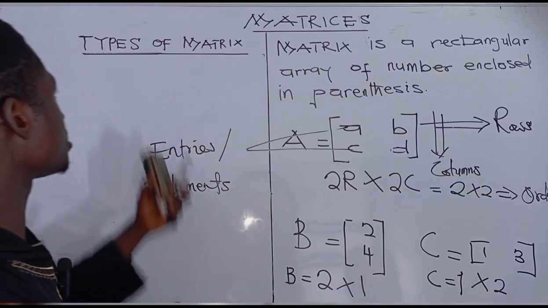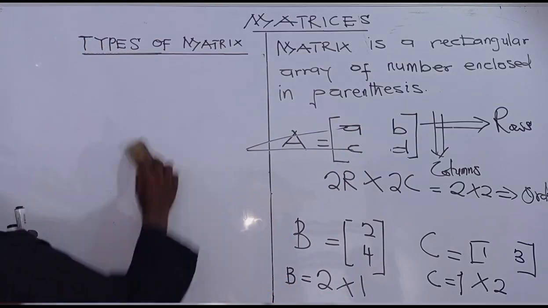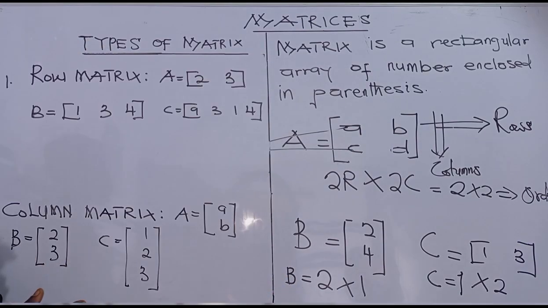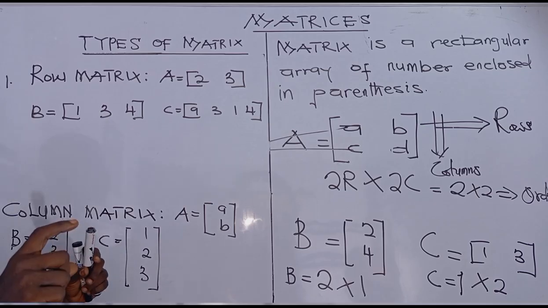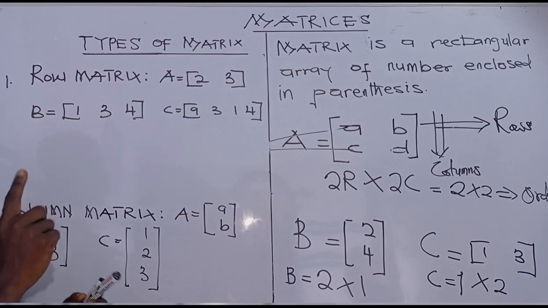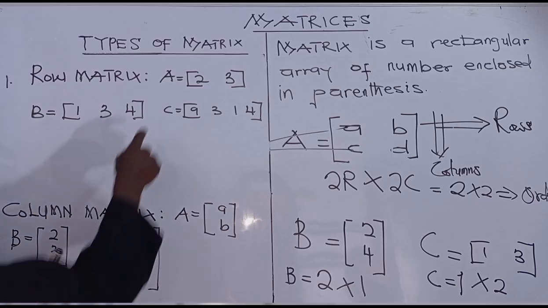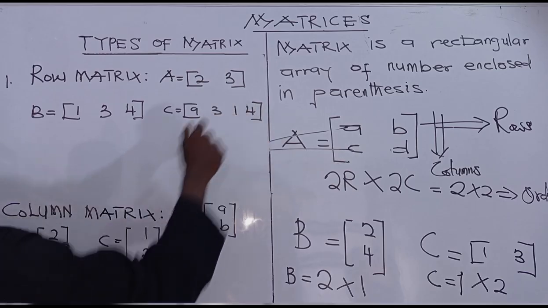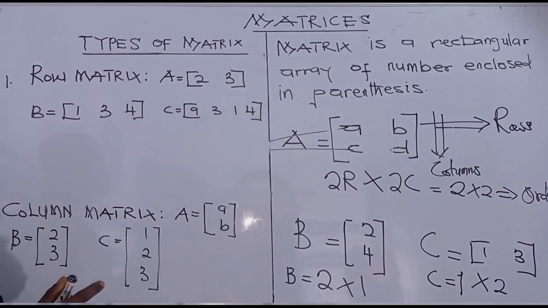Let's look at types of matrix. The first one that we are looking at is the row matrix. What is a row matrix? A row matrix is a matrix which contains exactly one row, or it's a matrix which contains only one row. So all these examples are classical examples of a row matrix.